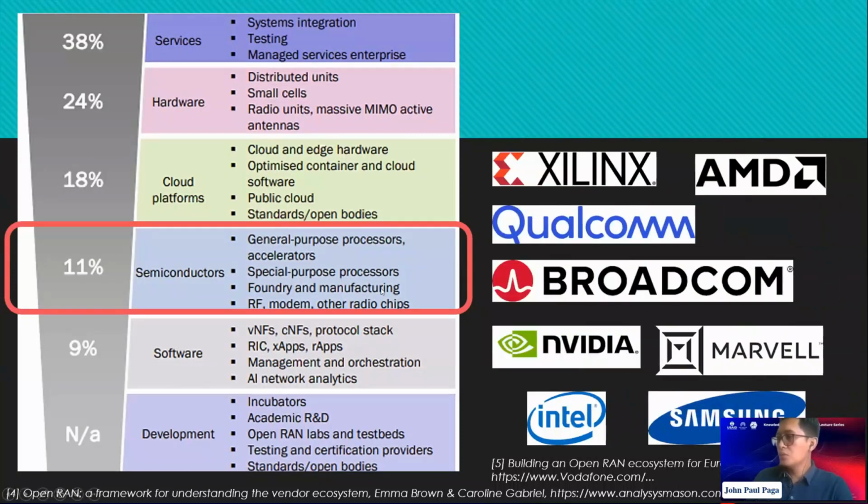Okay, so these are some of the players or the vendors that we could source out to if we need chips or foundries. Okay, Intel, Samsung, Nvidia, Marvell, Broadcom, Qualcomm, Xilinx, AMD. Okay, so why do we need these chips din naman?